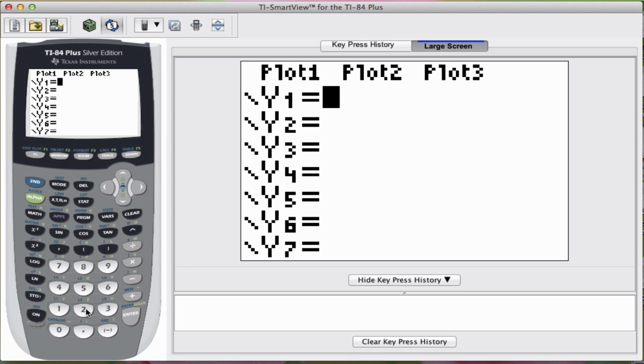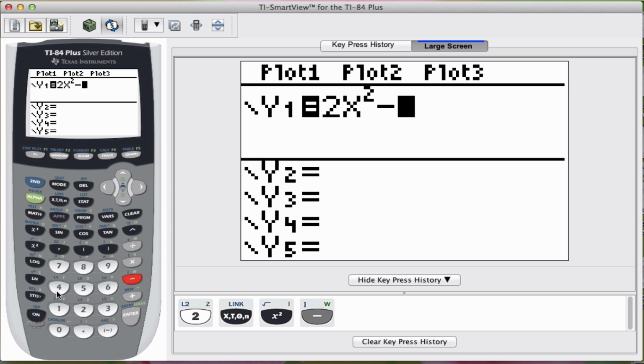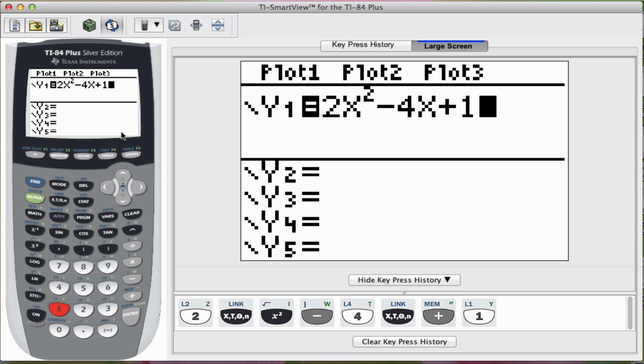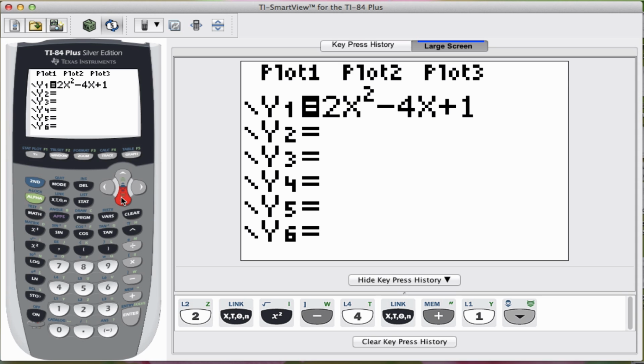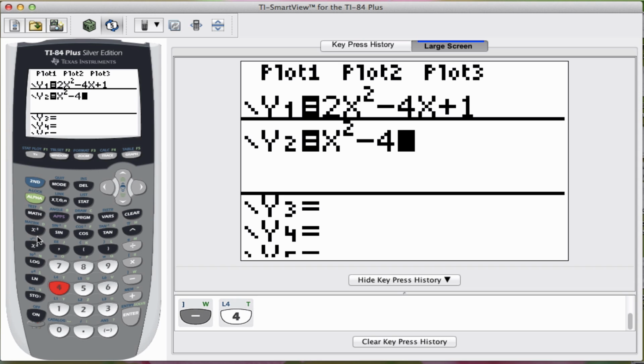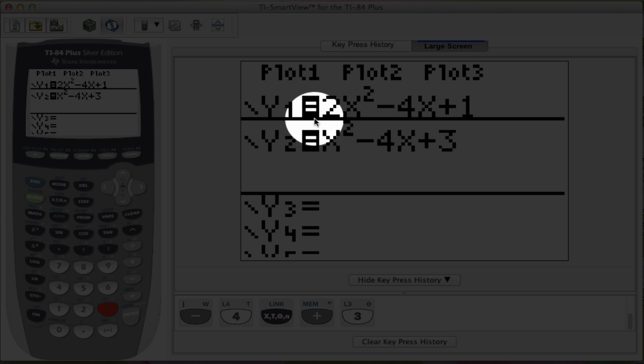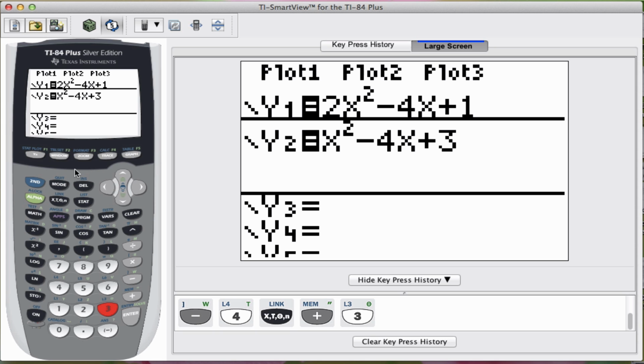The nice thing about number 1 is y is already isolated. So remember, if y is not by itself, that would have to be my first step. So I'm going to go ahead and type in these functions. So I have 2x squared minus 4x plus 1. Okay, and then I'm going to press my down arrow and type in x squared minus 4x plus 3. Okay, and if we notice here, both of these are highlighted, which means that it's going to go ahead and graph both of them.